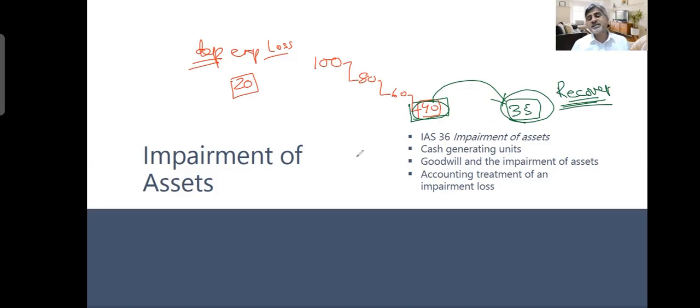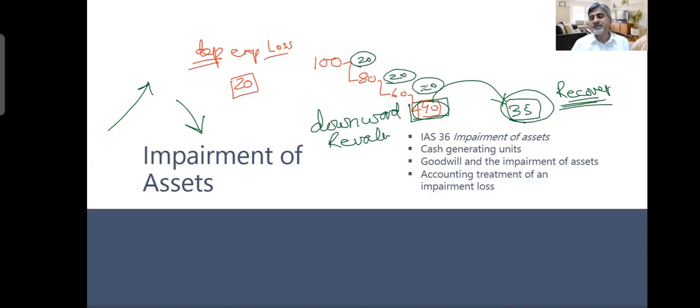You can consider impairment as a downward revaluation. In revaluation, the value of the asset goes up. In impairment, the value of the asset suddenly, unexpectedly, comes down. So it looks like I charged 20 depreciation here, 20 here, and 20 here. So I charged total depreciation of 60. So the 100 asset becomes 40 because I charged 60 as depreciation.